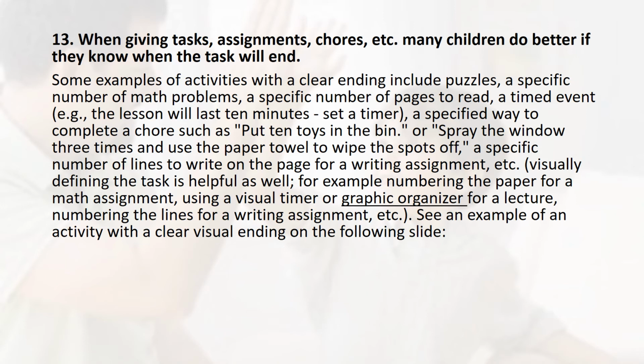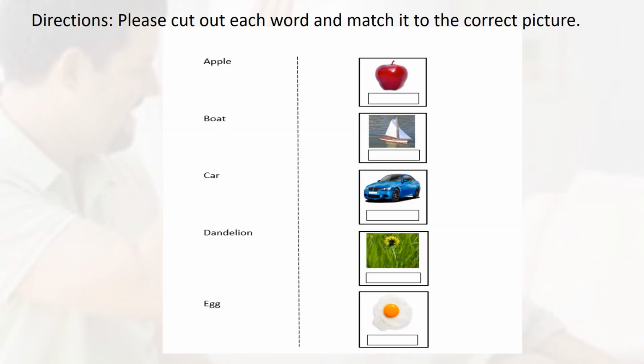Visually defining the task is helpful as well. For example, numbering the paper for a math assignment, using a visual timer or graphic organizer for a lecture, numbering the lines for a writing assignment, etc. See an example of an activity with a clear visual ending on the following slide. In this activity, the directions are please cut out each word and match it to the correct picture. This is a reading activity. And the child can clearly see once they match all 5 words to the 5 pictures, the task is over.